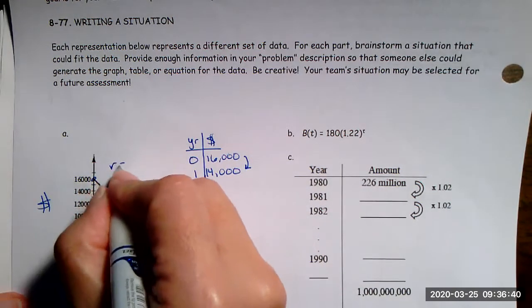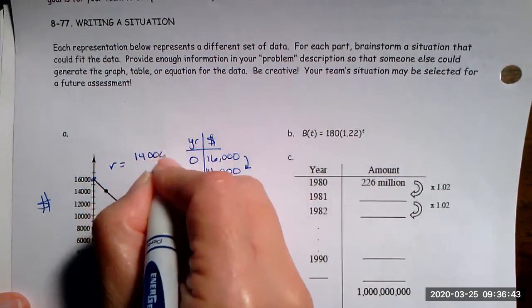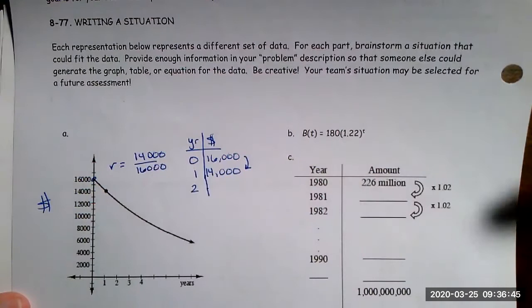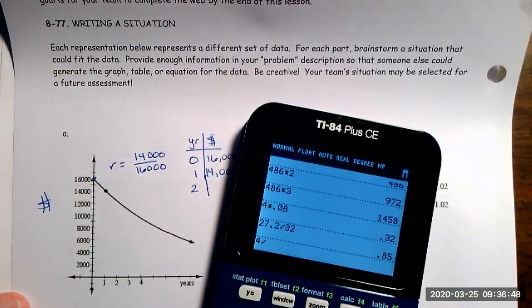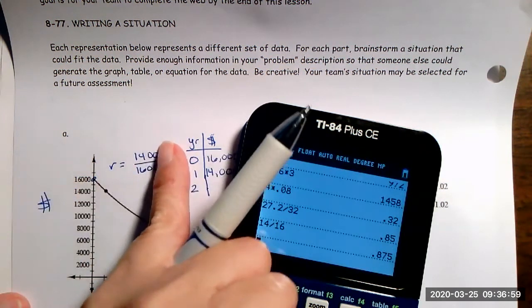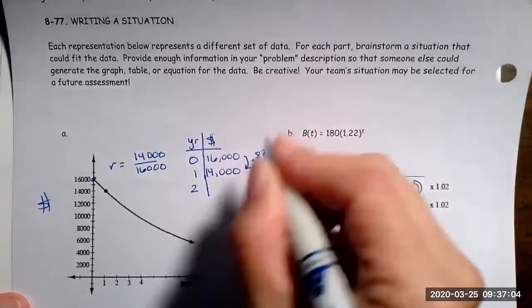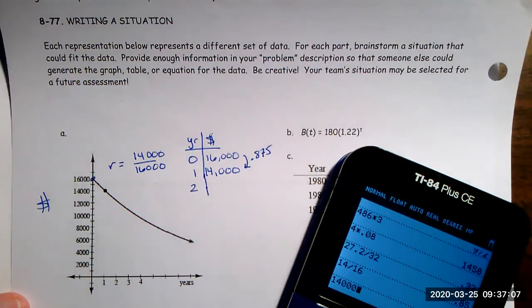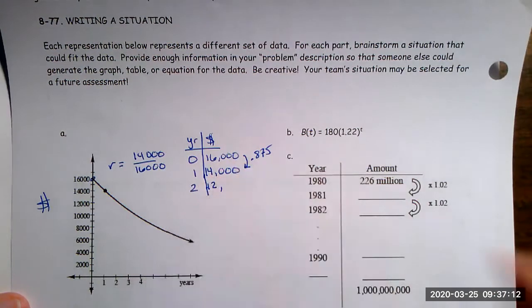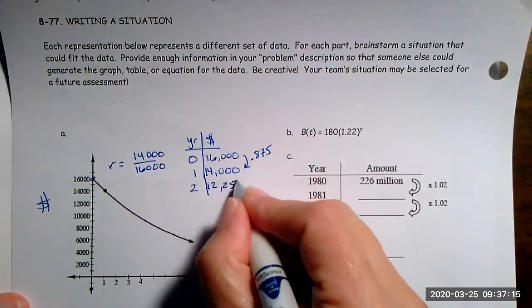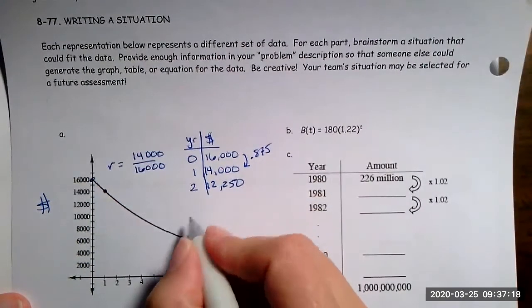Yeah, hopefully you said R equals 14,000 divided by 16,000, and I can stick that into my calculator. Notice I put 14 divided by 16, which is 0.875, because the zeros don't matter, right? They can cancel each other out. So I got 0.875. So to get the next number, 14,000 times 0.875 is 12,250. So from here, I can get an equation.